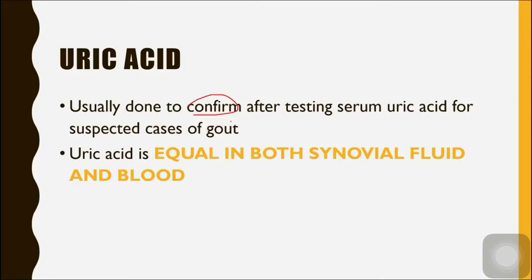synovial fluid uric acid. In here, uric acid is equal in both the synovial fluid and blood. Take note again, there is no difference in our uric acid in both synovial fluid and blood. Earlier, for glucose, we had less than 10. For protein, we have less than 3 milligram per deciliter or about one-third of the value in the serum. For uric acid, it is equal in both synovial fluid and blood.